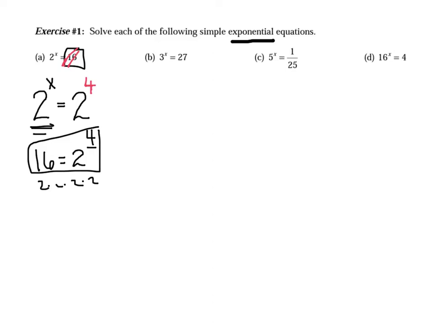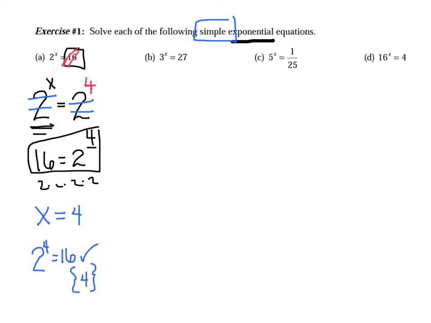Guideline 2 says once you have common bases, clear the bases and set the exponents equal. So I am saying x equals 4. Step 3 is to solve, but because this one's simple, it's typically solved for you. And now check. Is 2 to the fourth equal to 16? Check, that's true. And our answer is x equals 4. All right, if I went too fast, let's try another simple exponential equation.